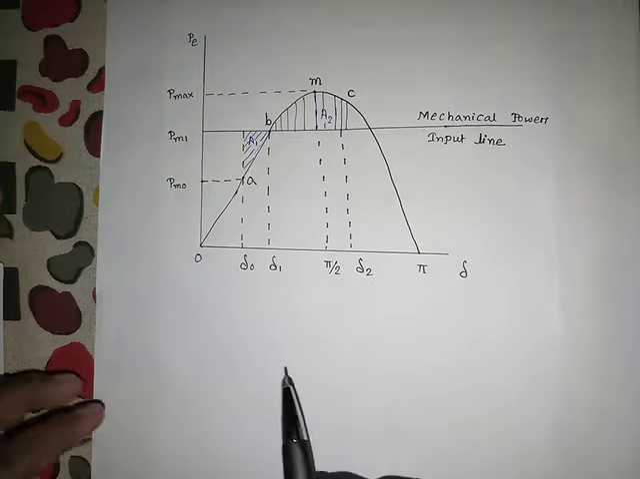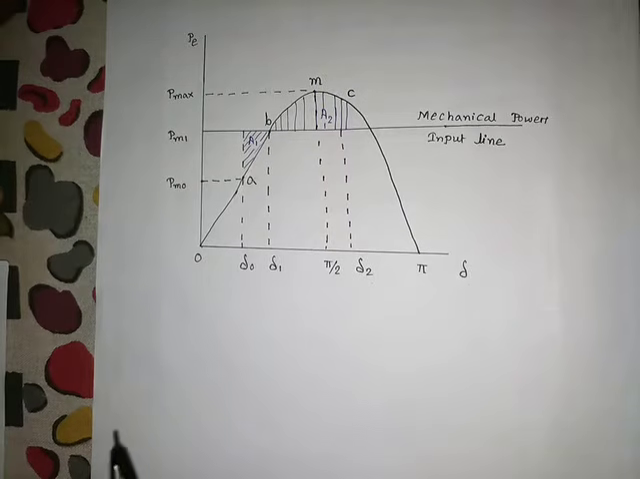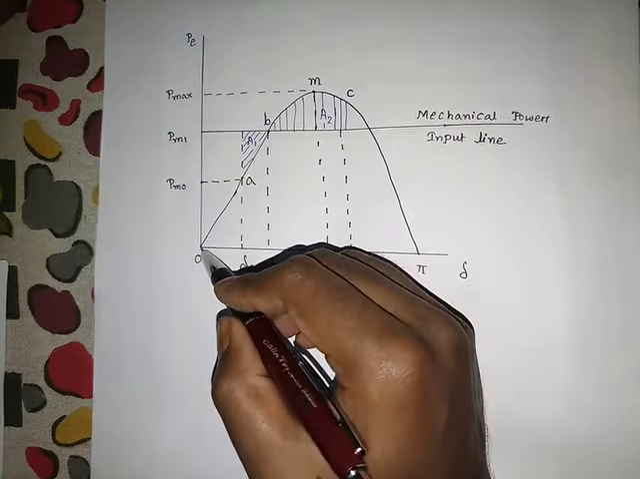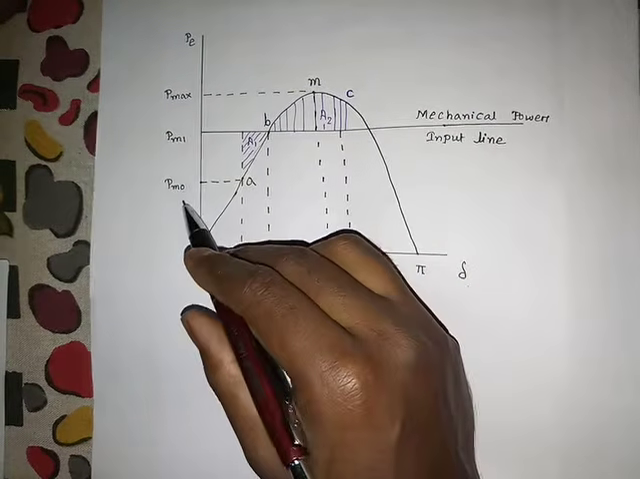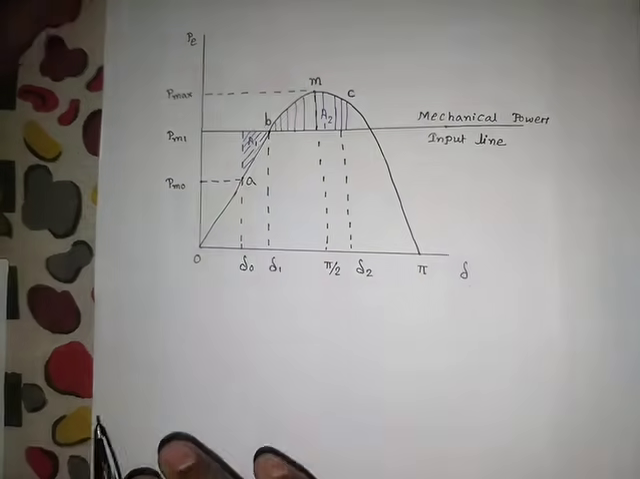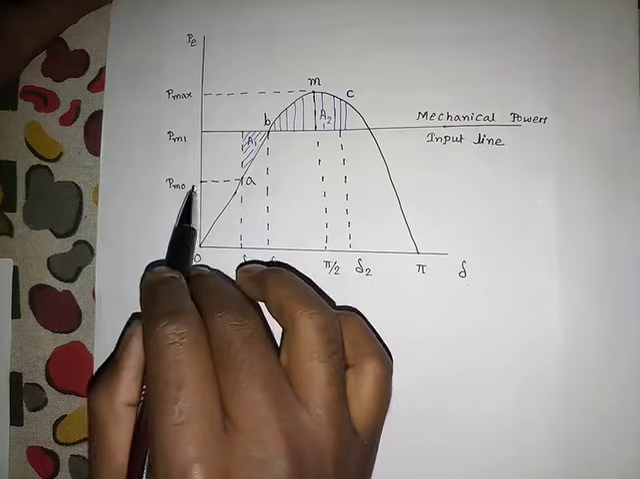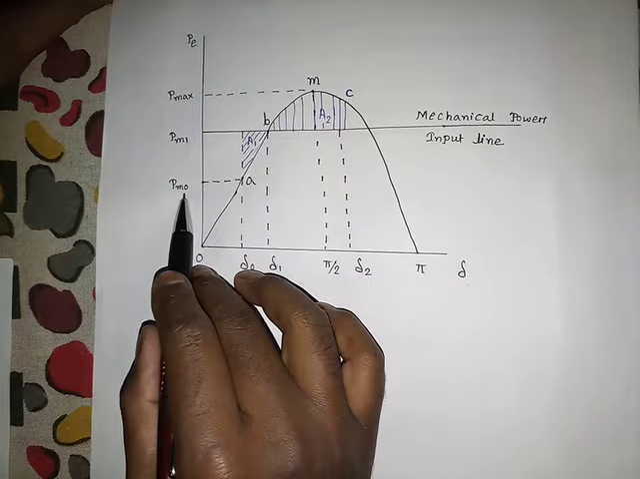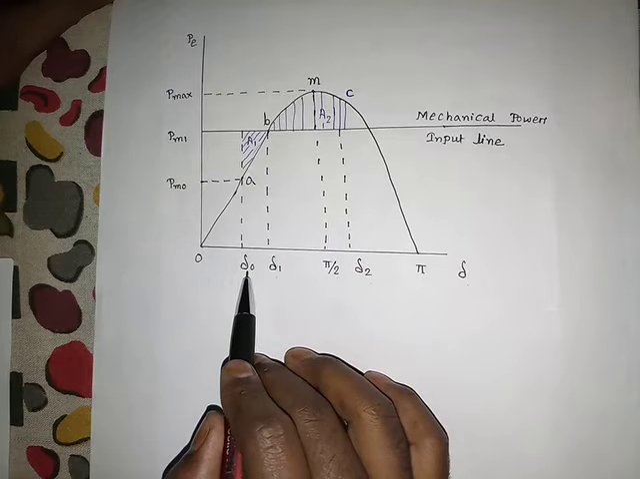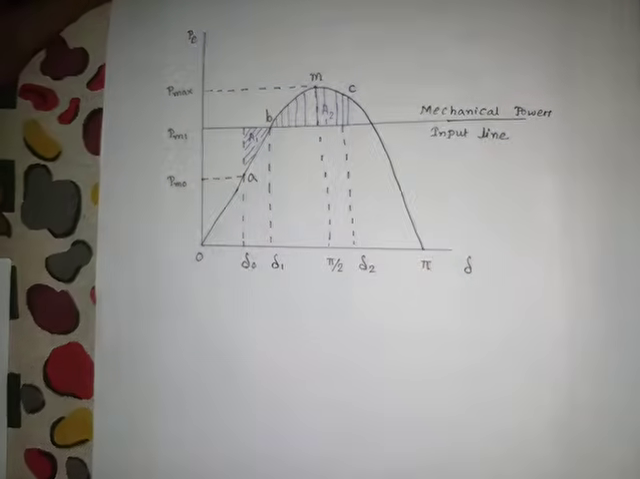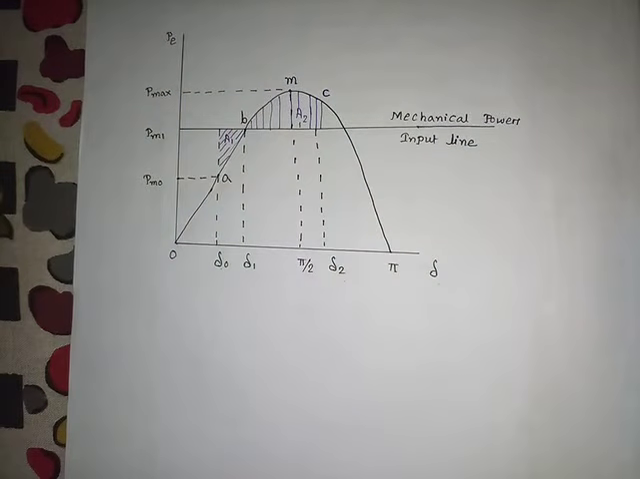So in this diagram, first of all, 0 to A is our initial mechanical power to the rotor. That is the steady power. PM0 is our initial mechanical power with respect to load angle delta naught. So we are considering 0 to A as our initial mechanical power to the rotor.